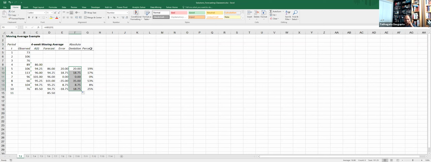And finally, I want you to do a percent error, let's say, which literally takes this absolute deviation F9 and divides it by the specific number B9 over here and takes it as a percentage of it. And then drag it down.